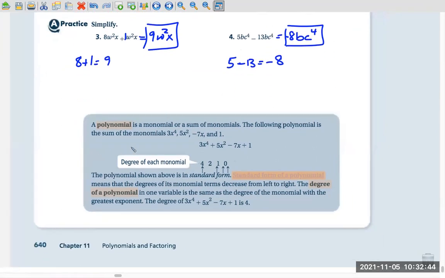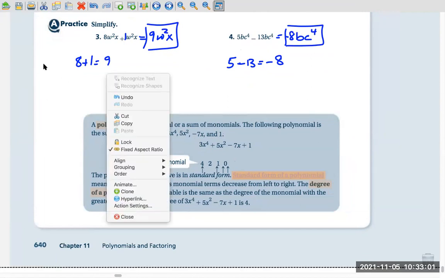A polynomial is a monomial or a sum of monomials. So this is like one part and this is another part. So that would be the sum of 2 monomials. The following polynomial is the sum. I'm just going to skip that. The degree is the highest power, okay?